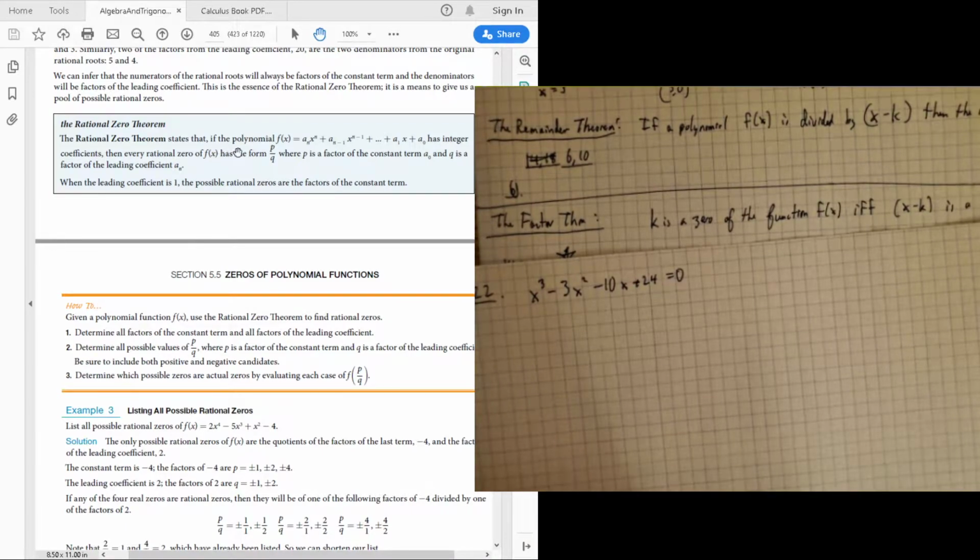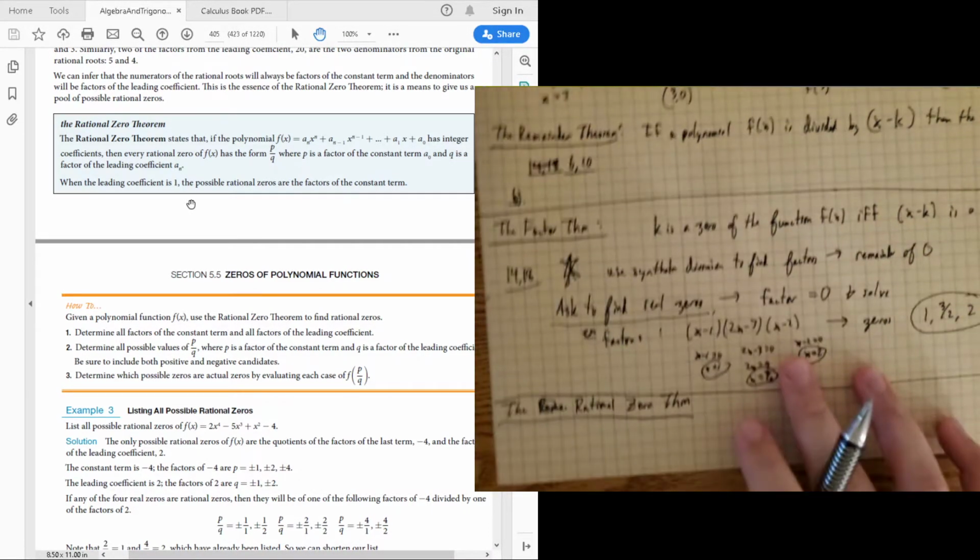The rational zero theorem states that if the polynomial f of x equal to a_n x to the n plus blah blah blah has integer coefficients, then every rational zero has the form p over q, where p is a factor of the constant term a_0 and q is a factor of the leading coefficient a_n. Boo. That sucks. I hate reading that. So here's how I'm going to write this.